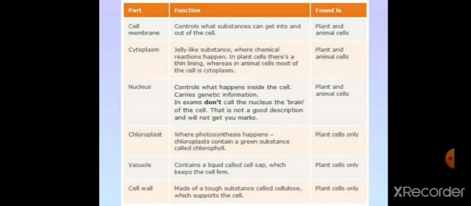This is a table where the parts of the cell, that is the organelles, and their functions are summarized for easy understanding. So please go through this table once. The first part is the cell membrane. What is the function? It controls what substances can come in and go out. Where is it present? It is present in plant and animal cells.